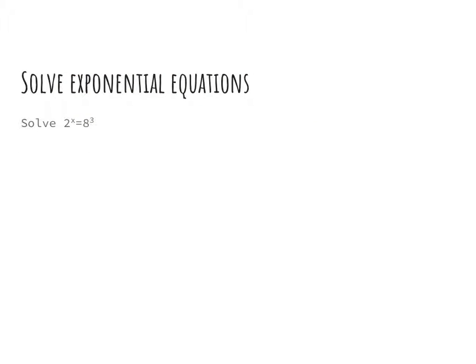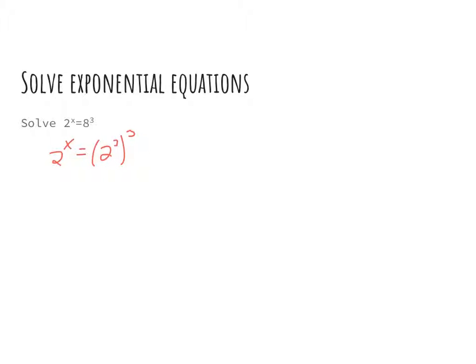So our first example, we've got 2 to the x is equal to 8 to the third. Now you'll notice that our bases aren't the same. One of them's a 2, one of them's an 8. So we're going to have to try to figure out how to rewrite this so that our bases are the same. Instead of 8, I can rewrite 8 as a form of 2. Well, 8 is really 2 to the third.